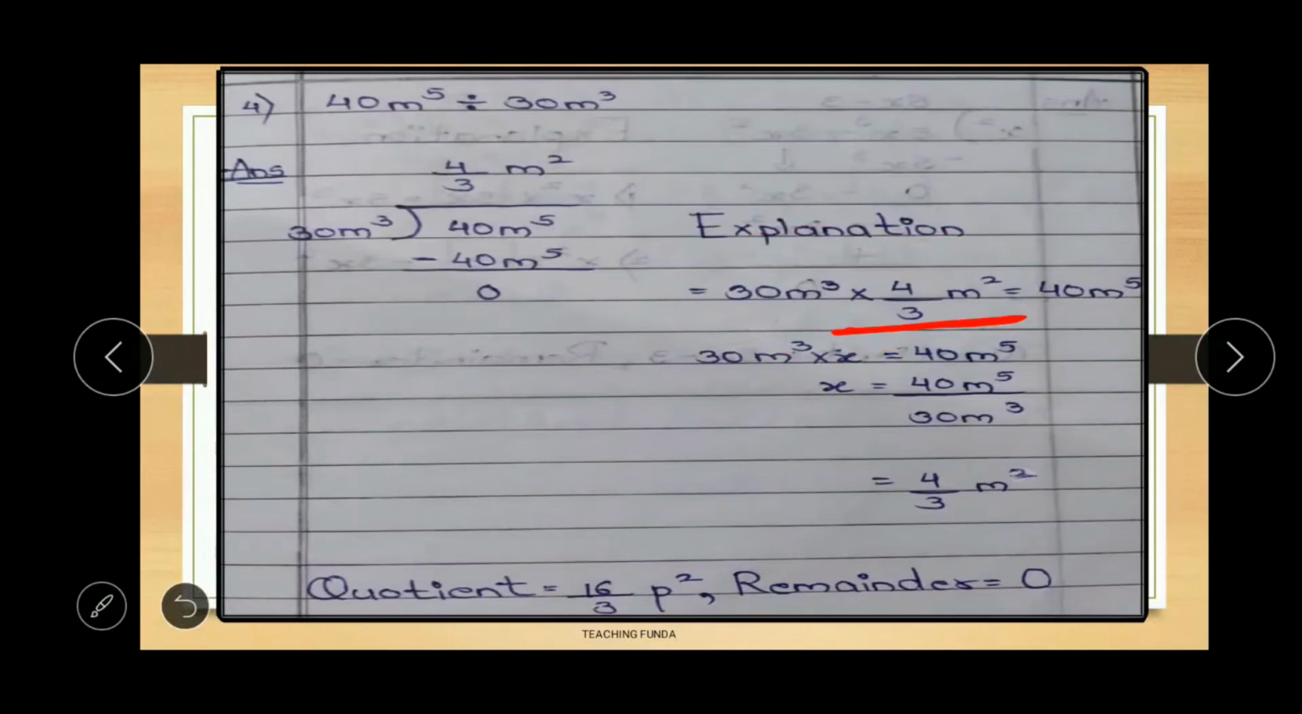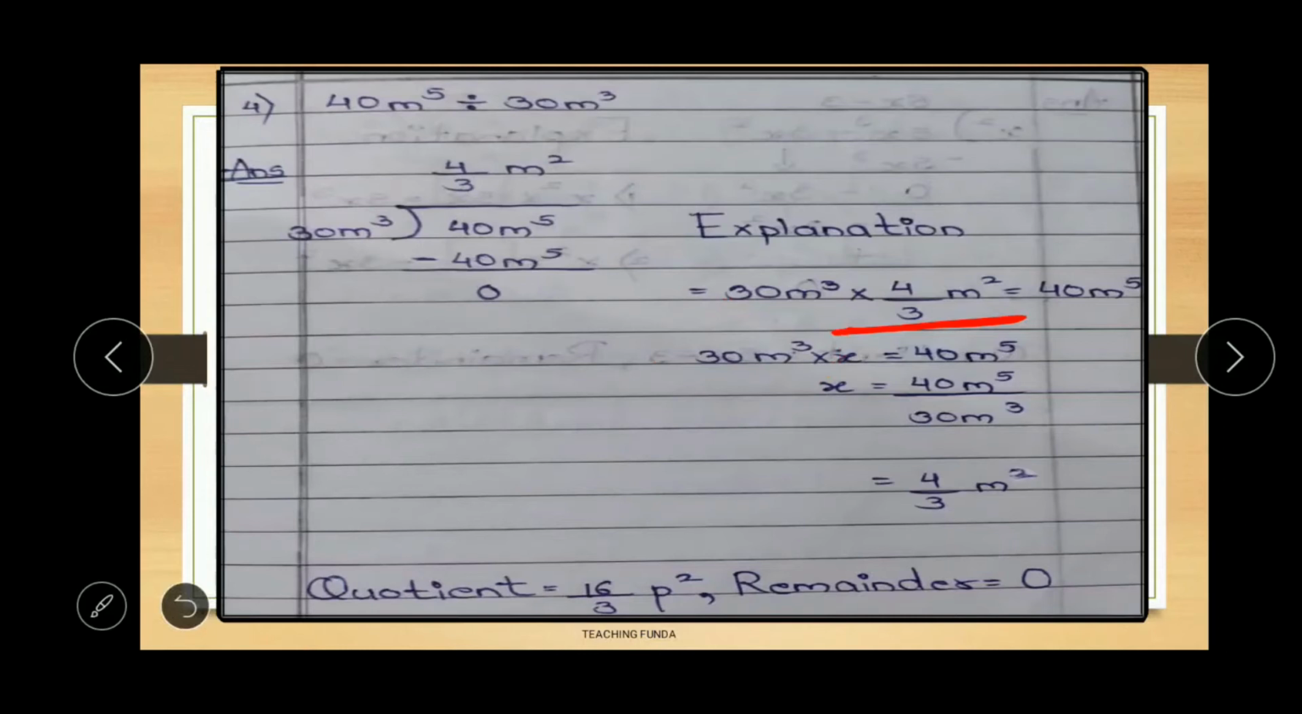Then what is the value of x? Here you got 4 upon 3 m cube, m square. So that is your quotient over here. So let us do 30m cube into x is equal to 40m raised to 5. x will remain as it is. This 30m cube will go to the right hand side. Here it is in multiplication. When it goes to the right hand side, it will divide.